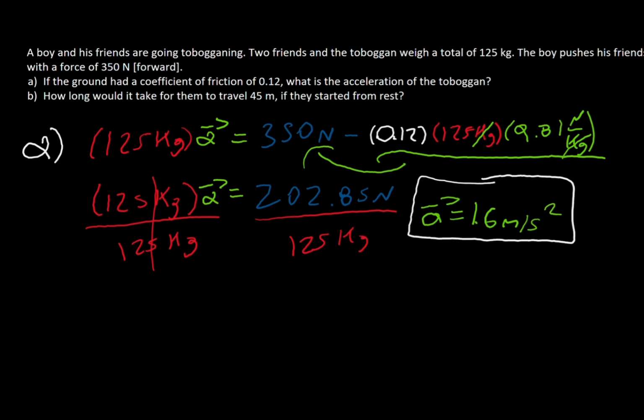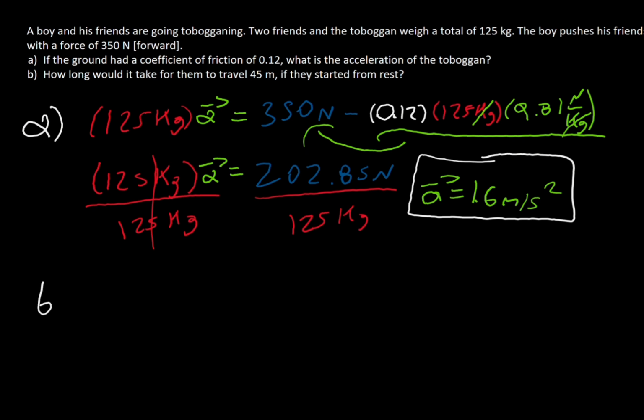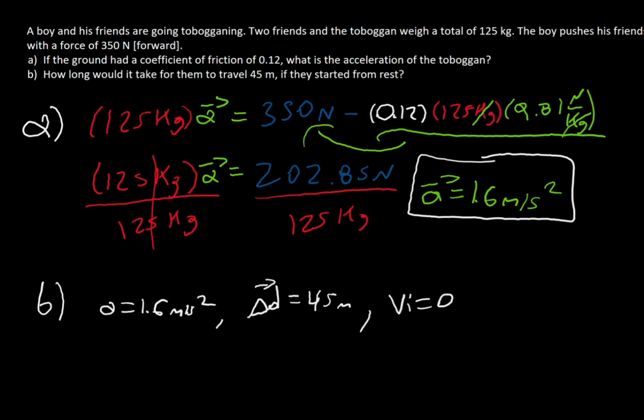For question B, I'll keep the question in my calculator. Next, question B asks, how long would it take for them to travel 45 meters if they started from rest? Just listing what we're given, from last question we know that our acceleration is 1.6 meters per second squared. We know that we're traveling 45 meters, so that's our displacement. We know that the initial velocity is 0 meters per second because they started from rest, and the variable that we are looking for is time.